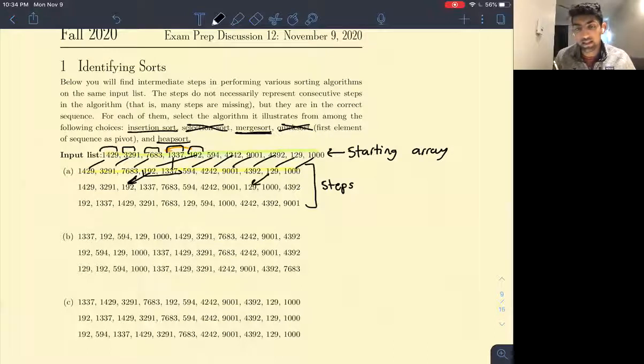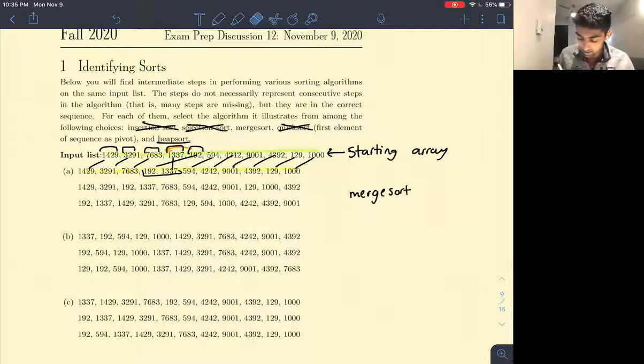Since we have these changes happening here and here, we can eliminate insertion sort because insertion sort would have fully moved 192 to the left before dealing with 129 here, right? So with that in mind, what we can deduce is that it has to be merge sort, right? Just because of eliminating all the other options. But we still should get some justification for why it is indeed merge sort.